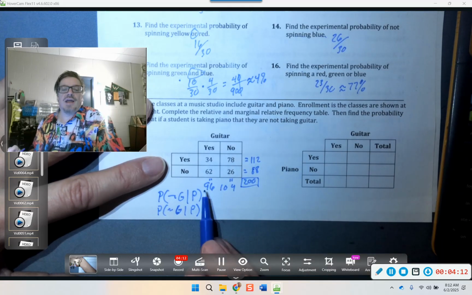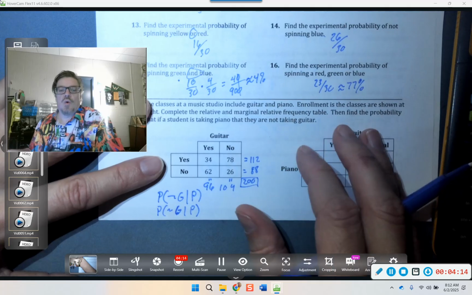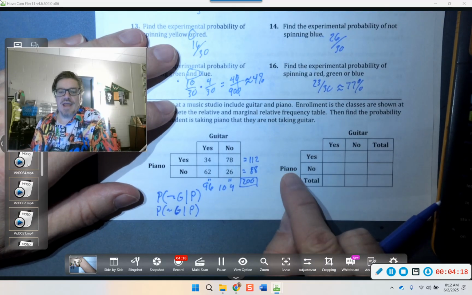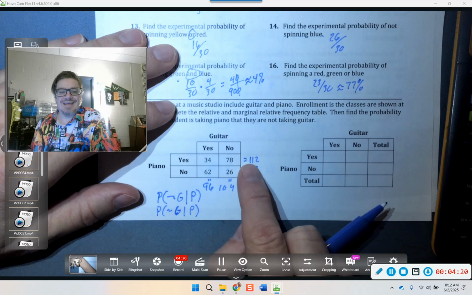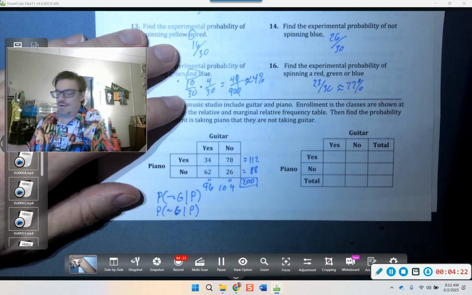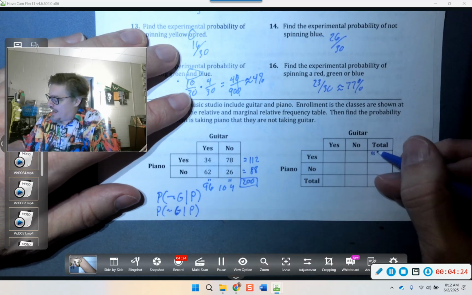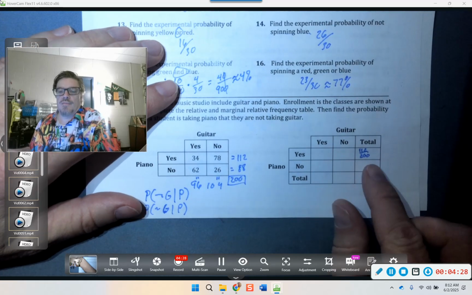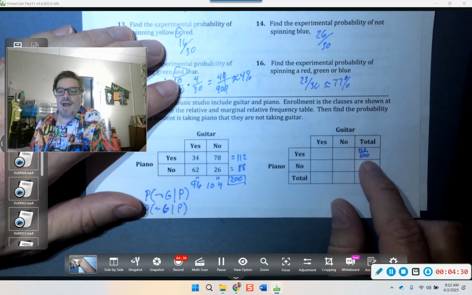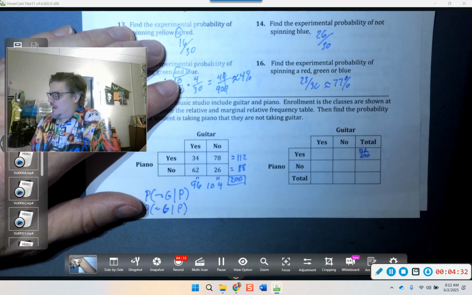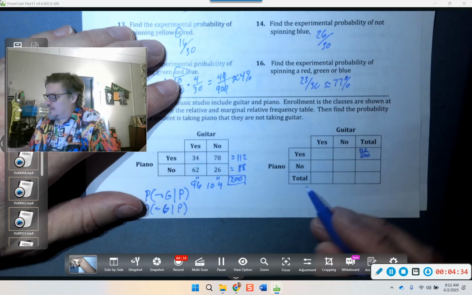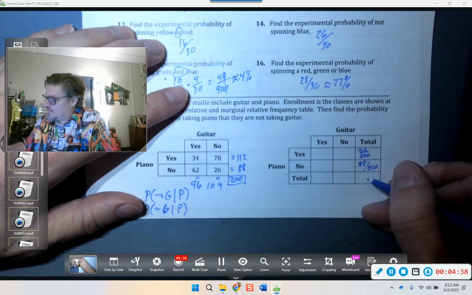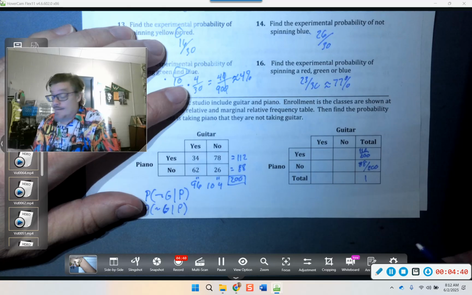So these are going to help us with that. So what is the total of yes for piano? And the total of yes is 112 out of 200. So I'm actually not going to make the probabilities there. I'm going to put the fraction, okay? Now it should add up to 100. The no's would be 88 out of 200. And if you were to add those together, it should be 1, right?